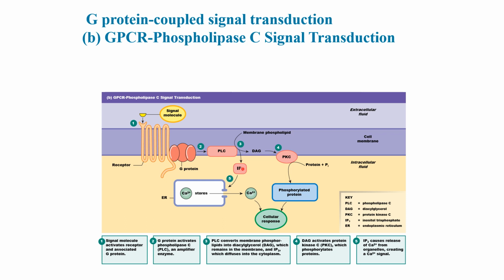Inositol triphosphate is going to exit the cell membrane, enter into the fluid inside of the cell, and it will go and bind to a special receptor found on the surface of the organelle endoplasmic reticulum. Once it binds, the calcium that's stored inside of the endoplasmic reticulum will go ahead and get released.